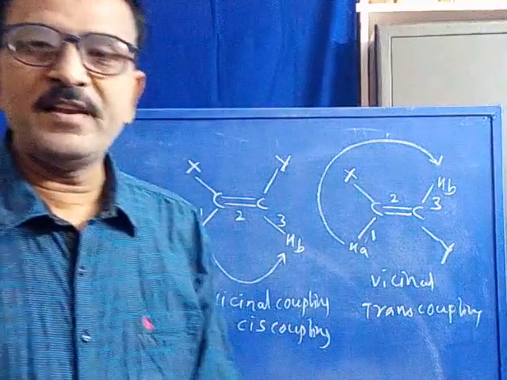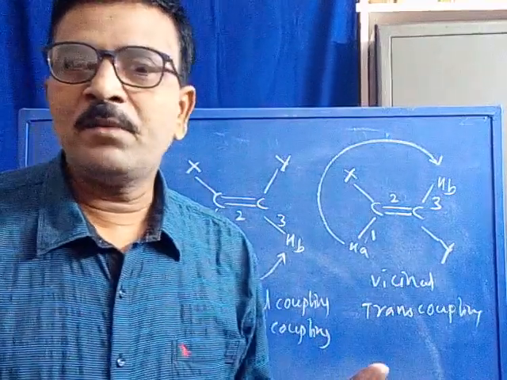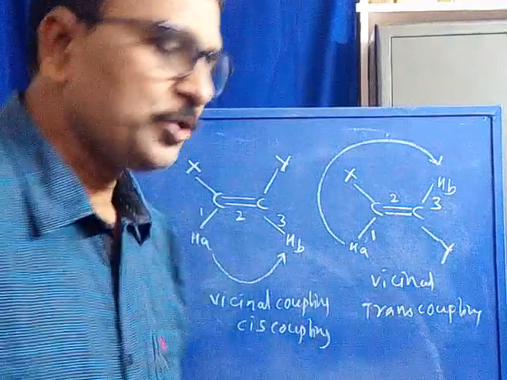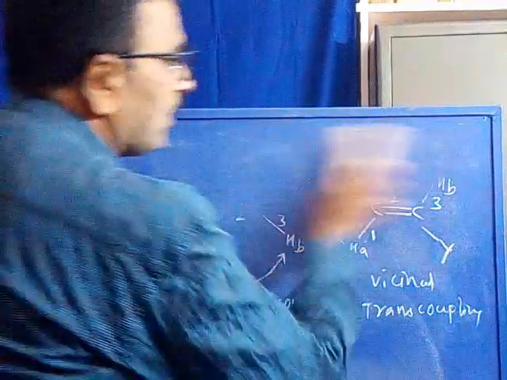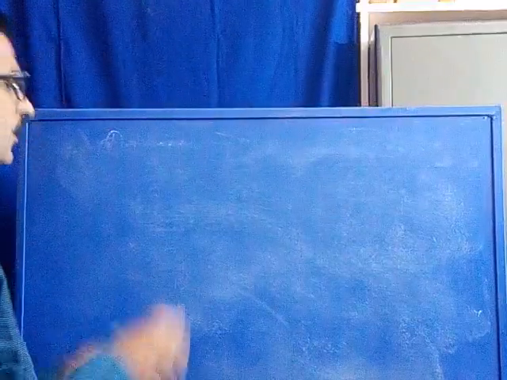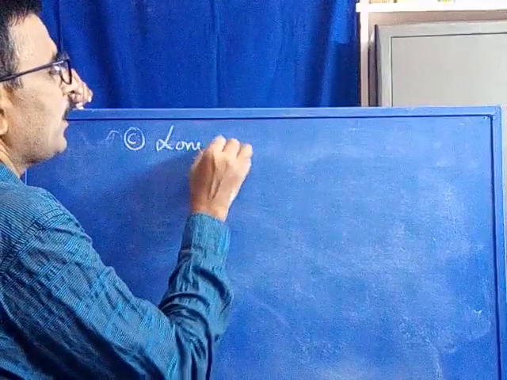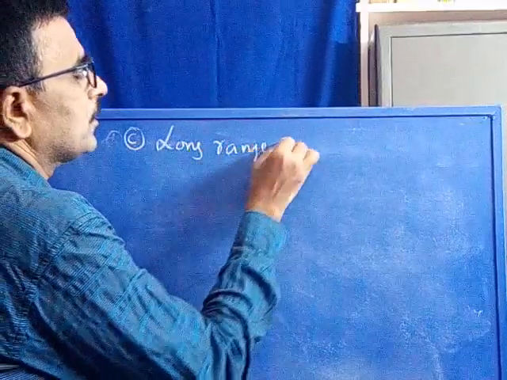So this is about vicinal coupling. If there are two bonds, it is geminal coupling. If there are three bonds, it is vicinal coupling. The third type of coupling is long range coupling. Long range couplings.